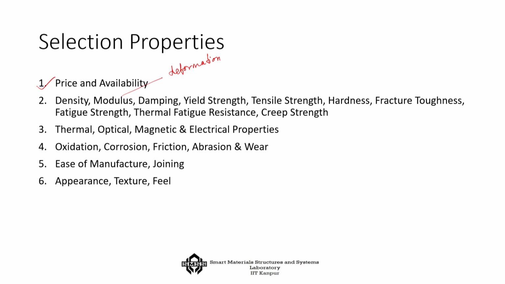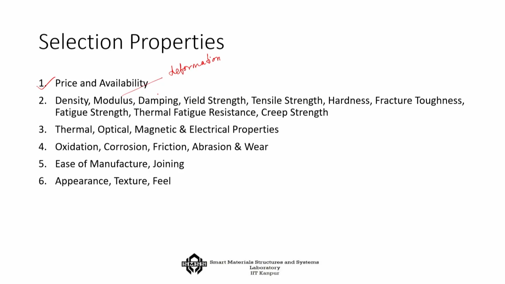Damping is another very important property. Damping is related to the noise and vibration. So, if we design a system, we always try to see, unless it is a musical system, it should not vibrate. So, you should be able to absorb the vibration in the system, and that property, the vibration absorption property, is controlled by damping.